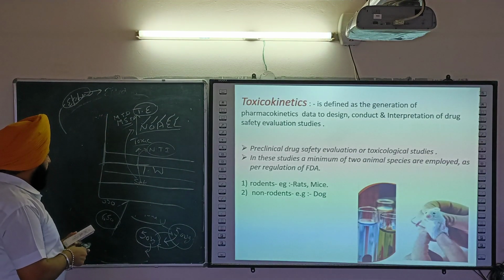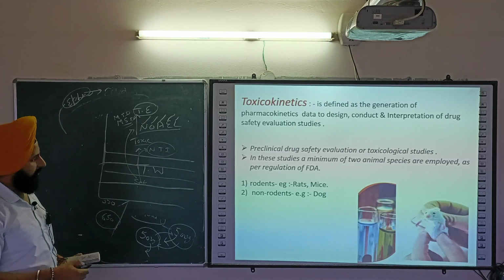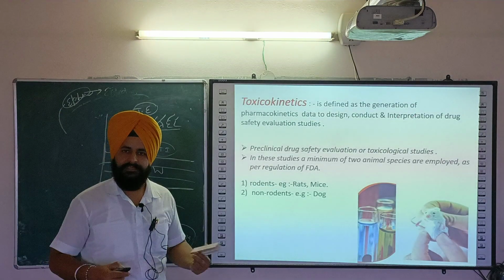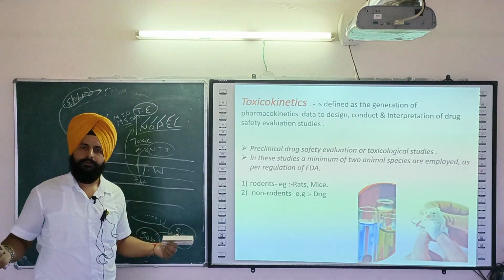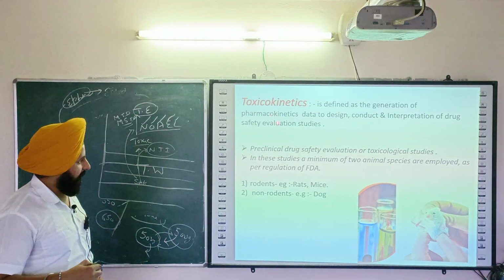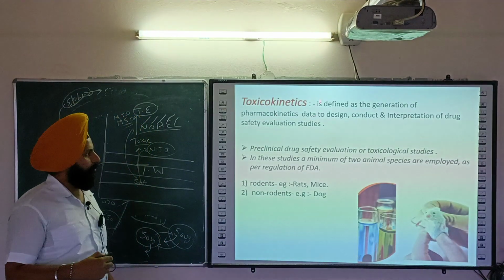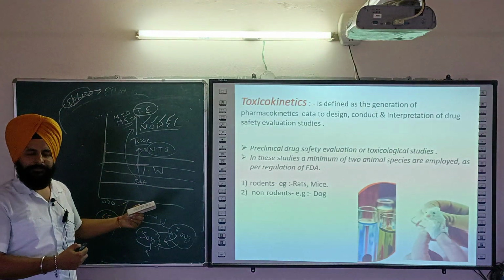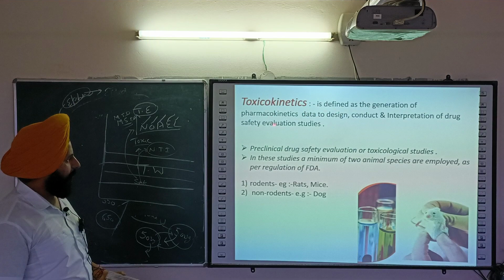So you should know, dear friends, what exactly the toxin is. That's why it is written here that it is the generation of pharmacokinetic data. Without pharmacokinetics, you cannot go for toxicokinetics. So I can say pharmacokinetics is the mother and toxicokinetics is the baby. That means if you know about the mother, you can know about the baby. So it is important to know. So how do you do this?